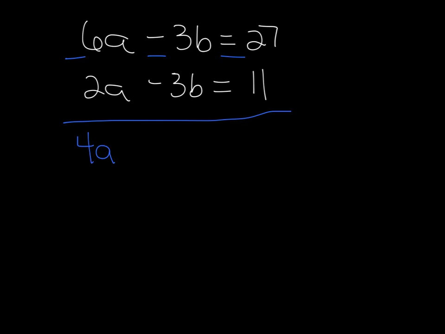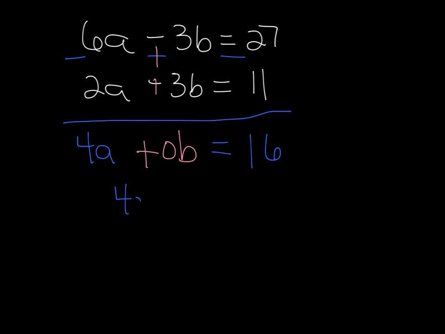Negative 3b minus negative 3b. Now remember, that would be add the opposite. So negative 3b plus positive 3b. There's my 0b, which is what I want. And then 27 minus 11 is 16. Okay, so if you get to this point in elimination and one of your variables is not 0, then you know you've done something wrong.